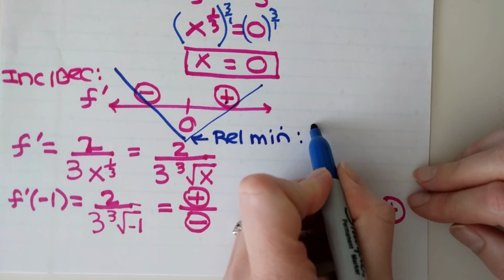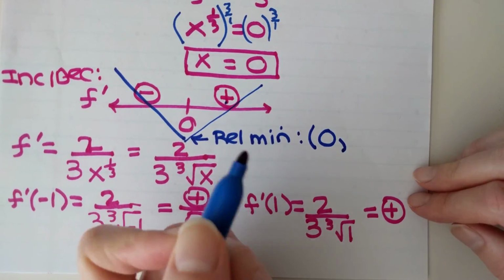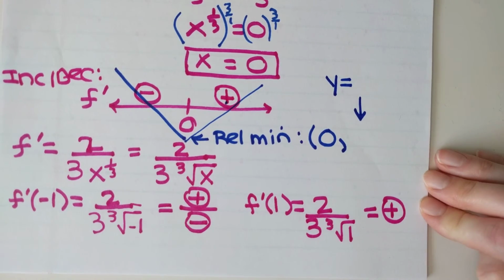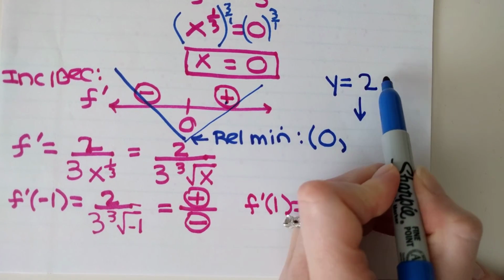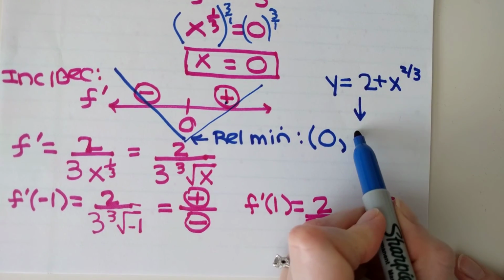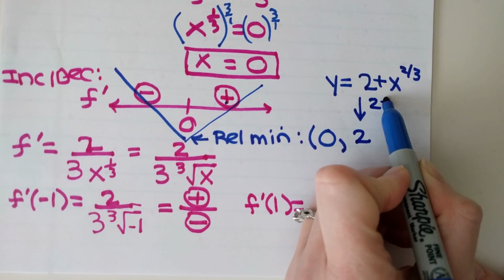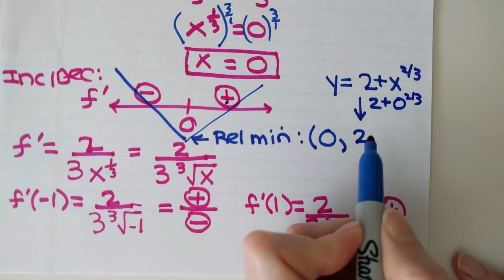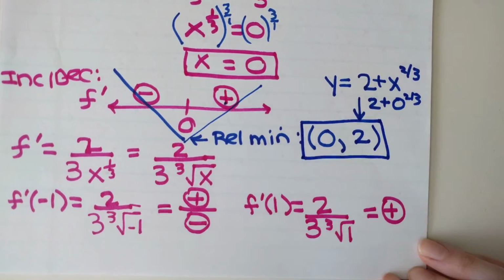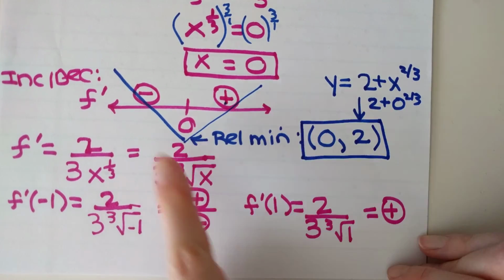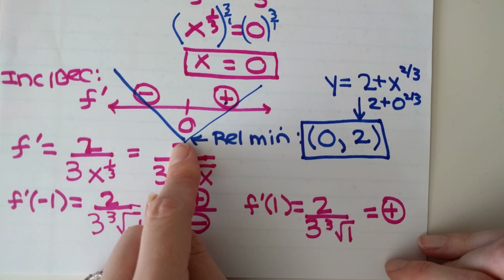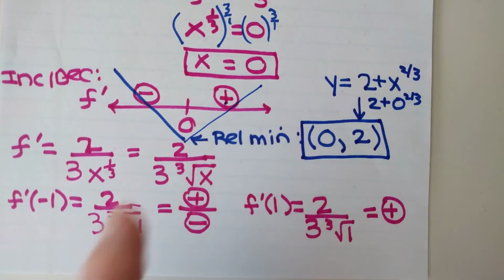Now, to find the corresponding y value, you need to plug it into the original function, the original y. So our original y was 2 plus x to the 2/3. So plugging in 0, I'll write here 2 plus 0 to the 2/3, so we will just have 2. So our relative min is going to be at (0, 2). And if you look at the structure of this graph, that is actually the lowest point the graph will ever have. So that actually is an absolute min as well.